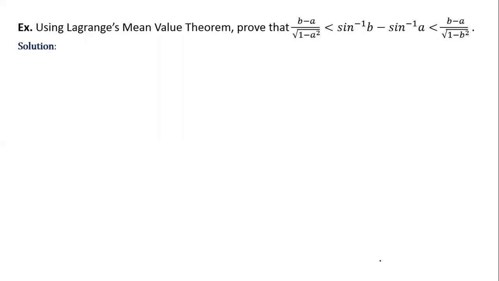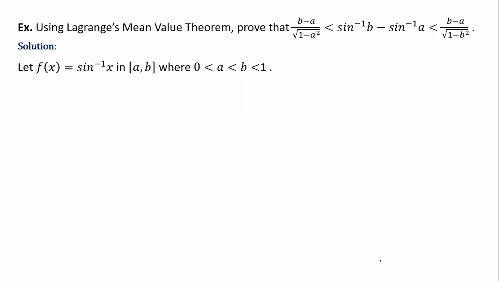So here, using Lagrange's mean value theorem, prove that (b minus a) upon square root of (1 minus a square) is less than sine inverse of b minus sine inverse of a, and that is less than (b minus a) upon square root of (1 minus b square). So let us try to see. Here f of x equals sine inverse of x. This is defined in the closed interval a to b.